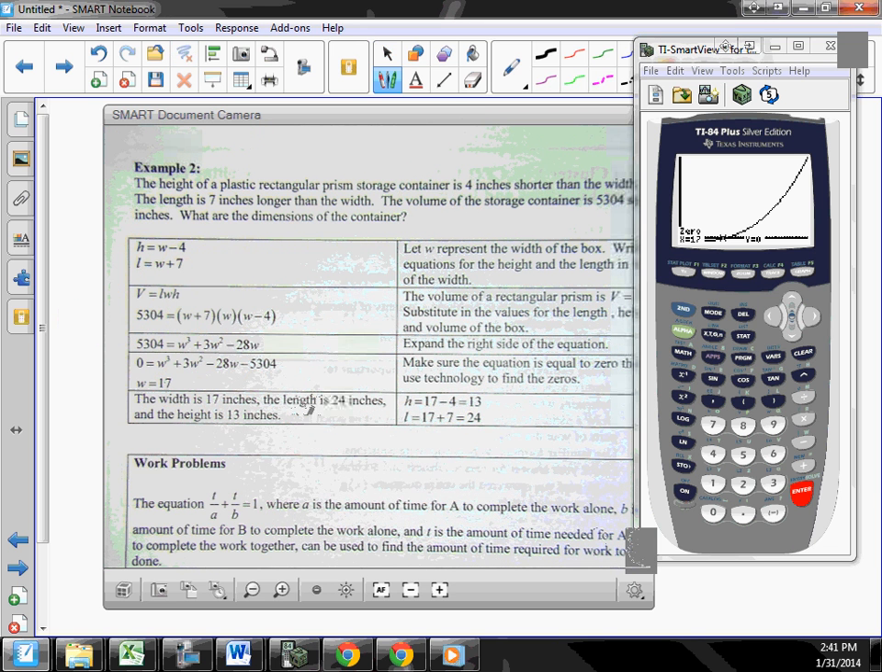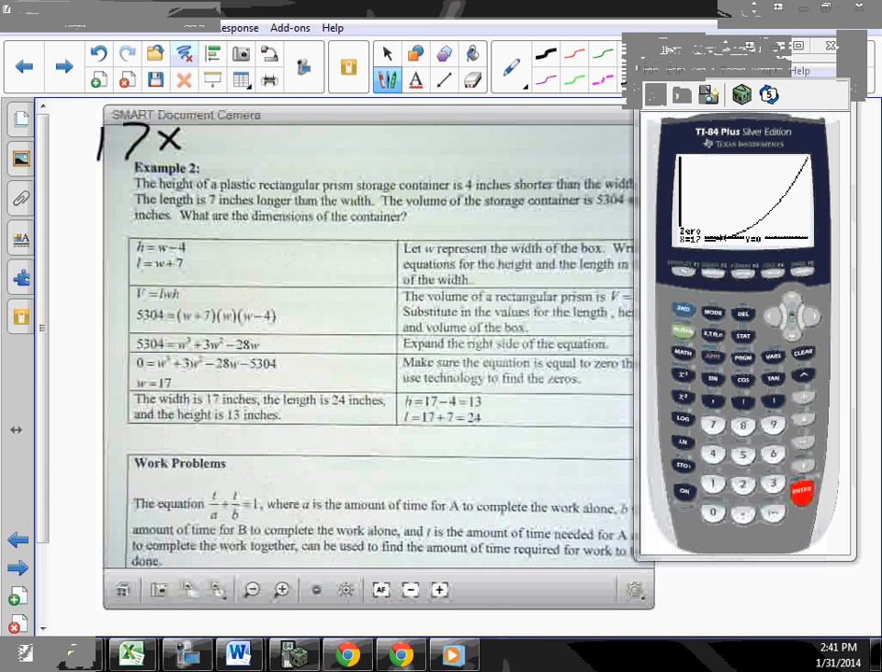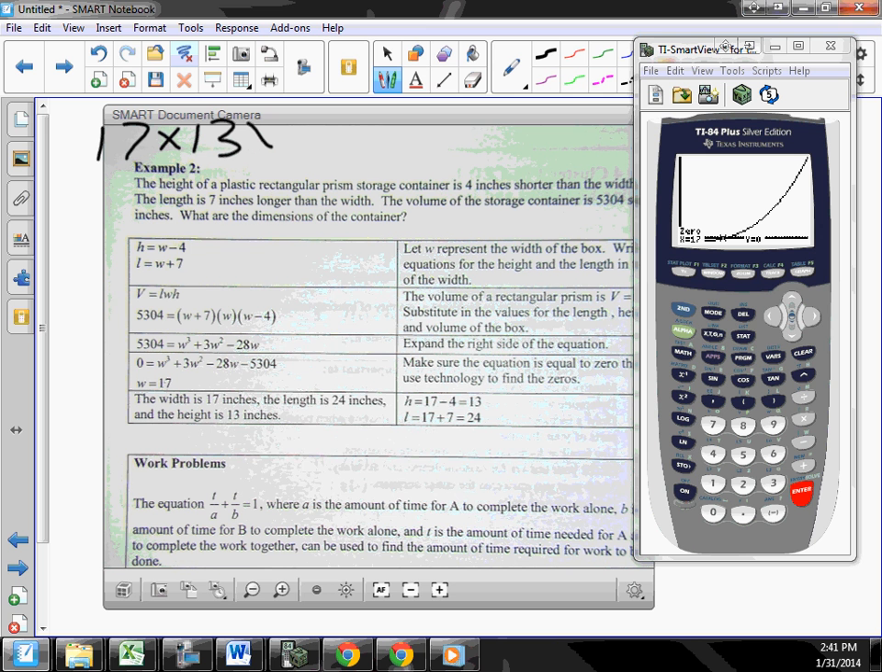Well, 17 by 13 by 24, right. So we just plugged 17 into those.